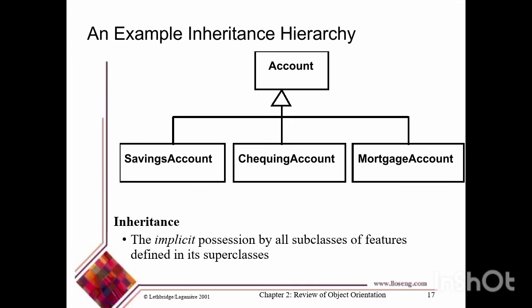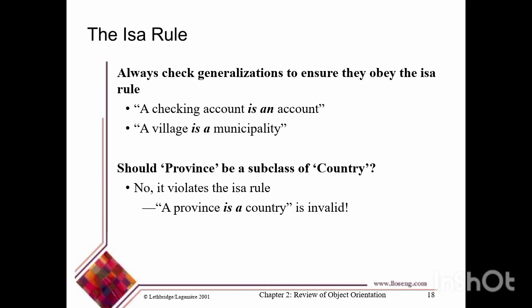Okay, next slide, 18. The ESA rule: always check generalization to ensure they obey the ESA rule. A checking account is an account, it must be, and a village is a municipality. And should province be a subclass of country? No, it violates the ESA rule. "A province is a country" is invalid. So it must always follow the ESA rule.